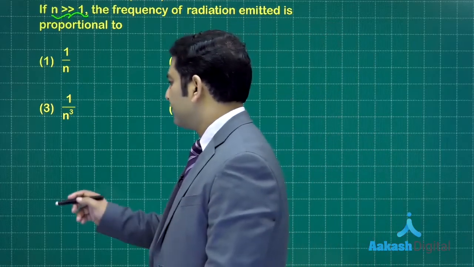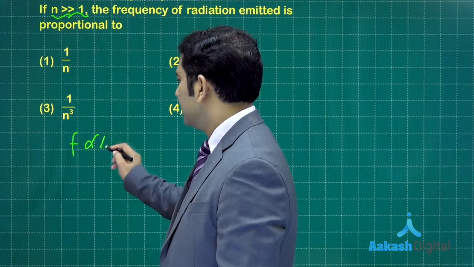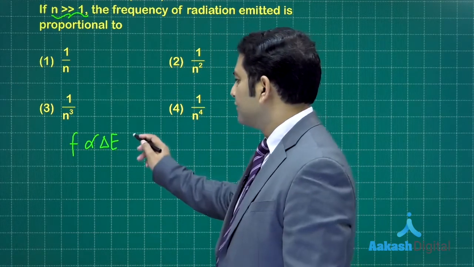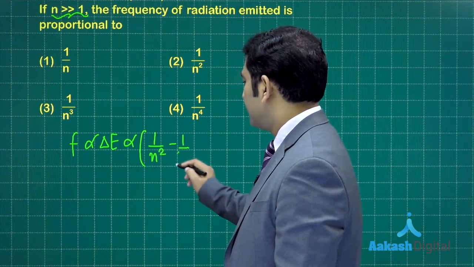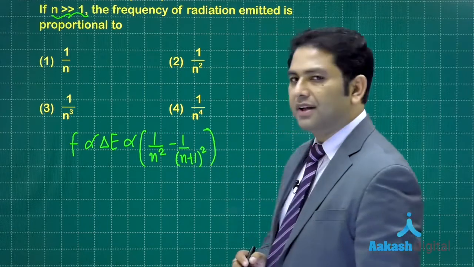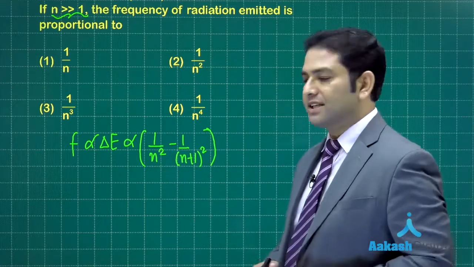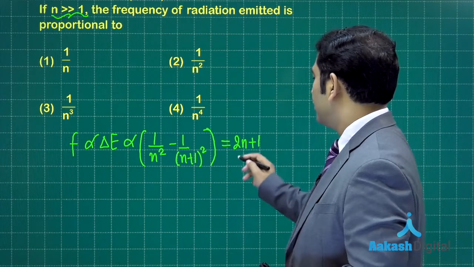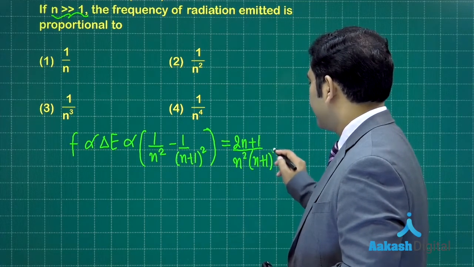All of us know that the frequency of emission is directly proportional to the energy gap. And here the energy gap, because we only require the proportionality, I can write 1 by n square minus 1 by n plus 1 whole square. Okay, now let's see the calculation, and we'll finally put the condition that n is much greater than 1. So this comes out to be 2n plus 1 divided by n square into n plus 1 whole square.